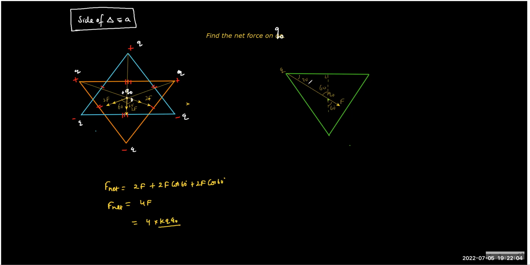What is the distance? A by root 3. R cos 30, if you look carefully, is A by 2. So R is A by root 3, which is obviously the right answer. So the answer becomes A square by 3. Yes, 12 kQ naught by A square.